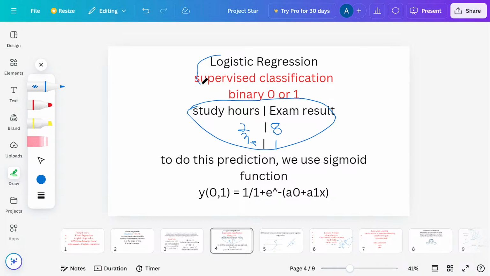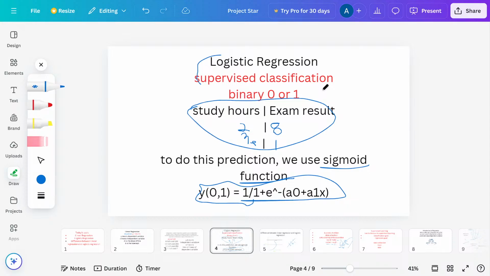So that's what I'm explaining. Let me tell you something related to the sigmoid function. A sigmoid function is used in logistic regression to find whether the value is 1 or 0. This is the function that we use to find whether the value is 0 or 1.